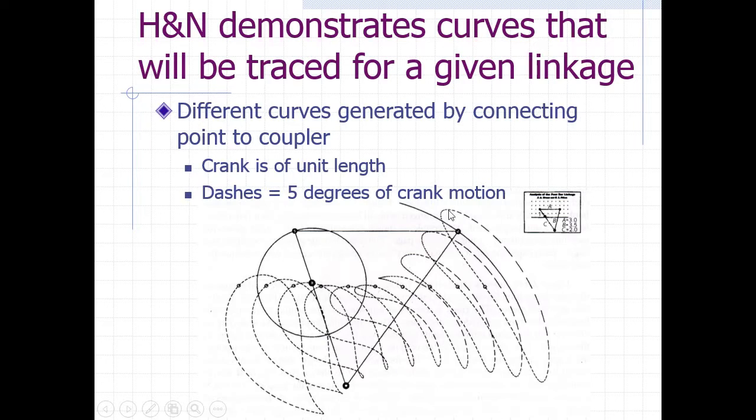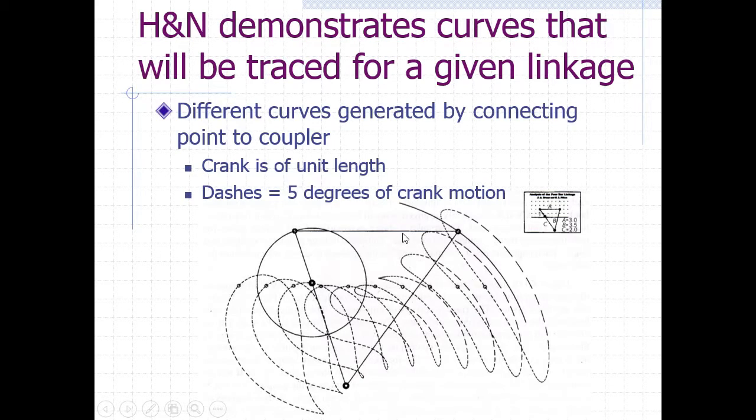If you notice, there are dashes along each one of these curves, and these dashes are of different length. These dashes represent 5 degrees of crank motion, and so as the crank moves at a constant rate along this path, we find that the coupler point speeds up and then slows down as we travel along.